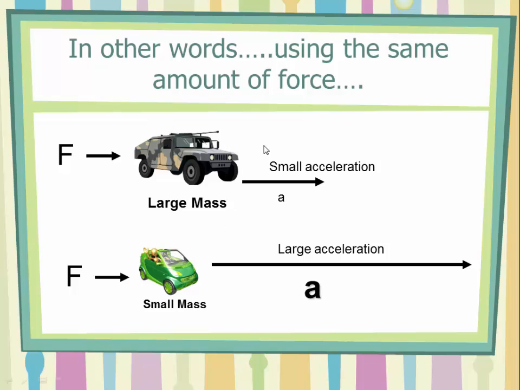So you can see that if you're driving down the road, if you're in a car versus a semi-truck, if you're both trying to get up to 55 miles per hour, the car is going to get there sooner than the truck.